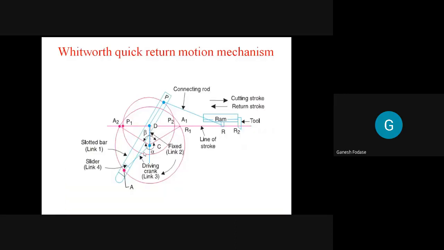This is also the same diagram, but it is drawn in a different way. Can you explain this diagram now? It is Whitworth only, but drawn in a different fashion. Just study it and tell me.